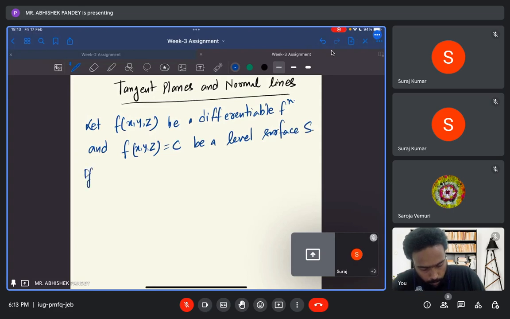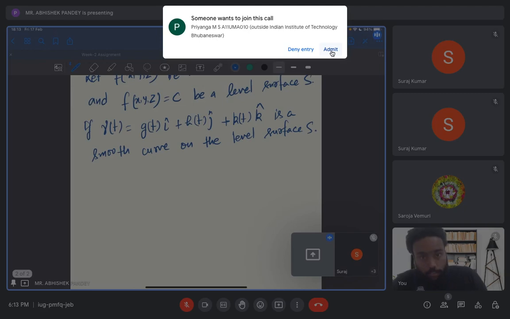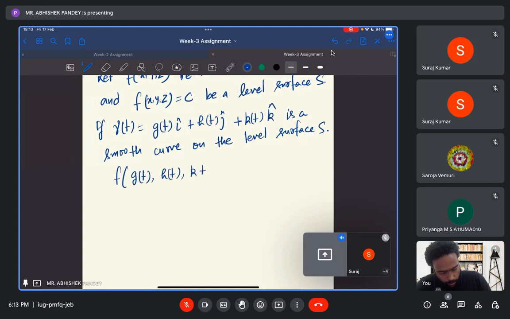Now if gamma of t, so this is a curve, with coordinates g(t) i cap plus h(t) j cap plus k(t) k cap, is a smooth curve on the level surface S. Then since this is on the level surface, f of g(t), h(t) and k(t) is going to be c. Let us call this equation 1.